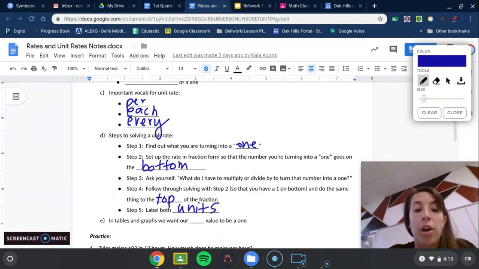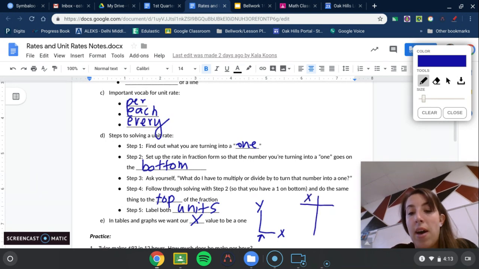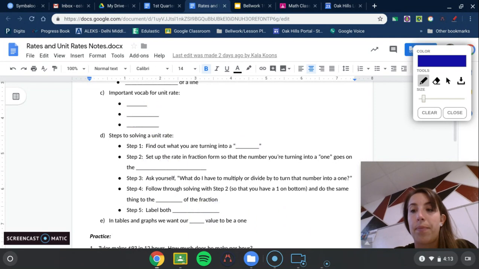In a table or a graph, we always want our x value to be 1. So if you have a graph, this is your y and this is your x, you're always looking for that value of 1, which will be really close to the corner there. In a table, if you have x and y, we're always looking for it to have a value of 1 here. So that's all that we'll be looking for in this lesson.